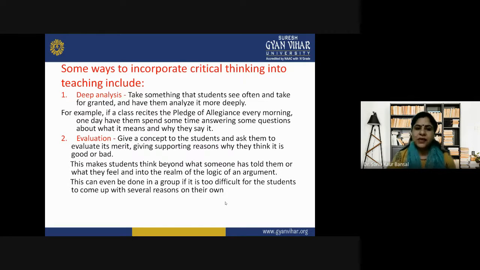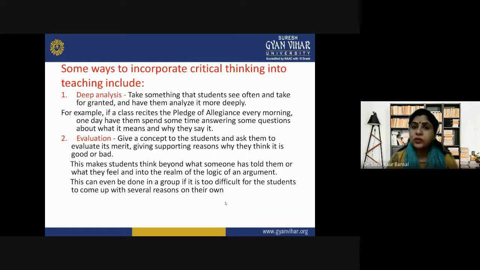Okay, so the second way is evaluation. Now it demands that you just give a concept to the students and ask them to evaluate its merit, giving supporting reasons, why they think it is good or bad. For example, we all know about online teaching. Right now, you are also studying in online mode. So, why is online teaching good and why is it bad?